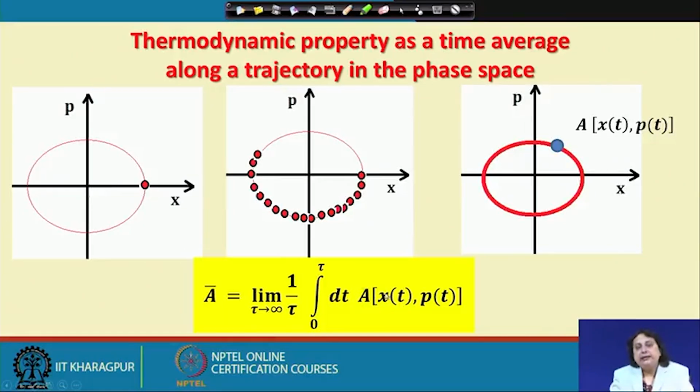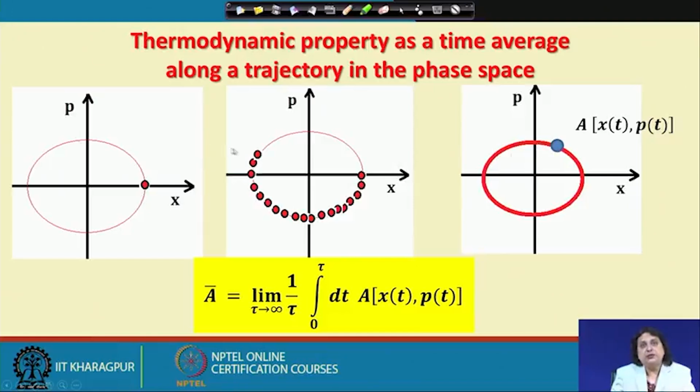And then I divide it by tau to take the time average, and this time average obviously is accurate in the limit where you have waited for a very long time, so that the system had a chance to explore all the points that are accessible to it on this ellipse.